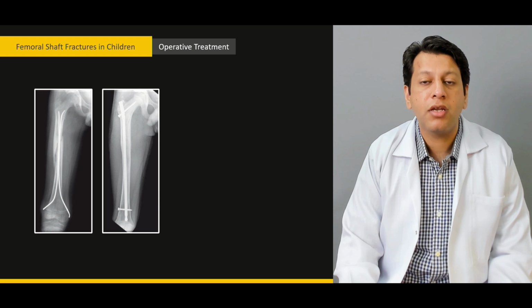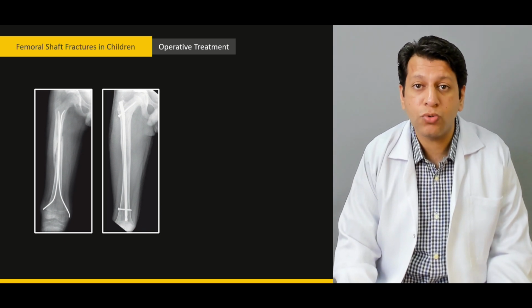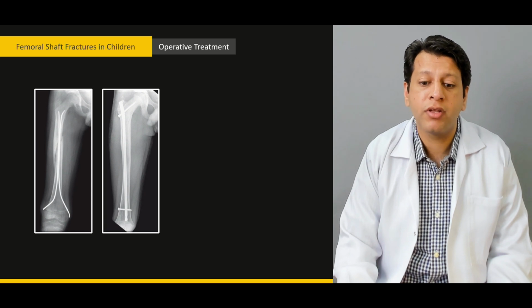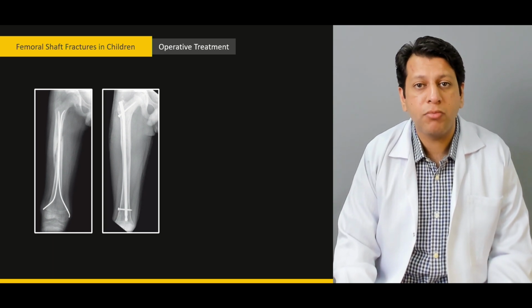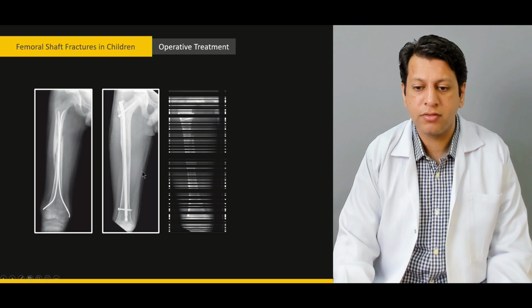Other option is if the child is, let's say, 12 or 13 years of age, when the physis is closed or there's very little growth left, we can also go for intramedullary nailing, but instead of going through the piriformis, we can go through the greater trochanteric entry nail.